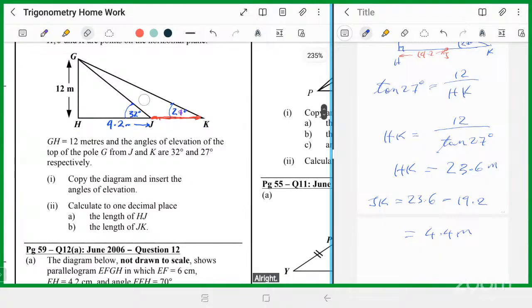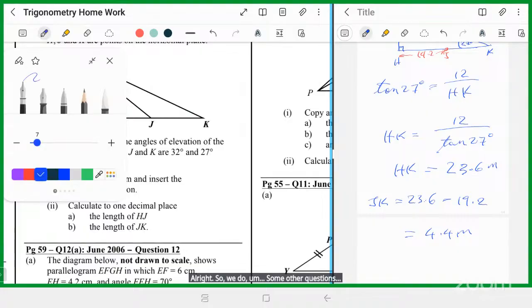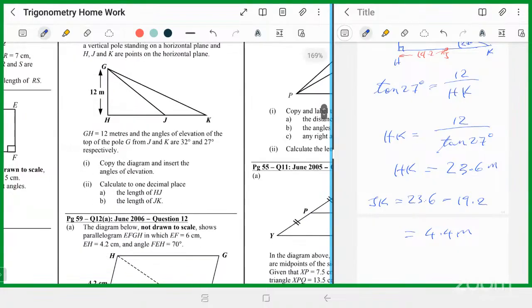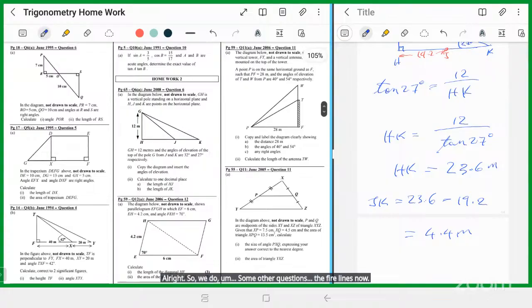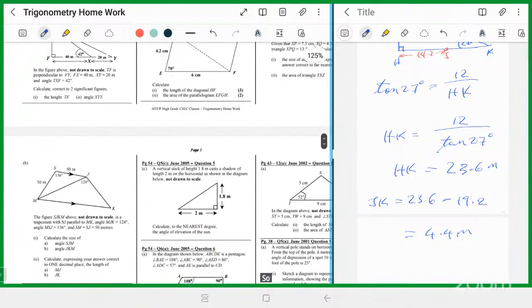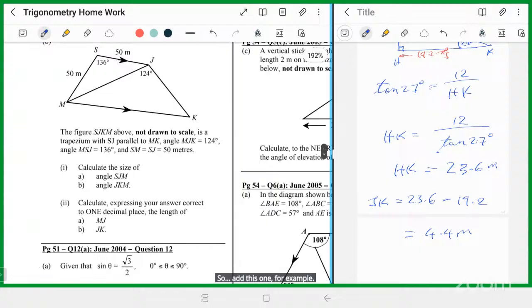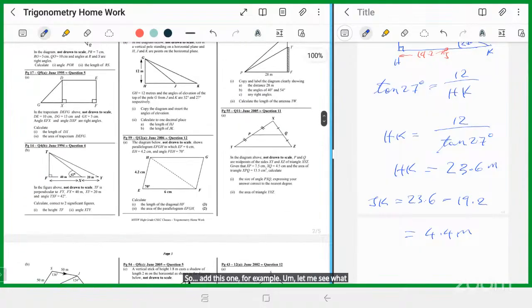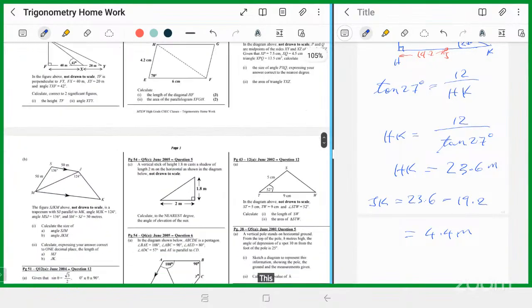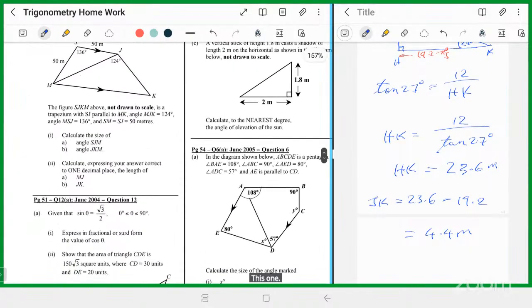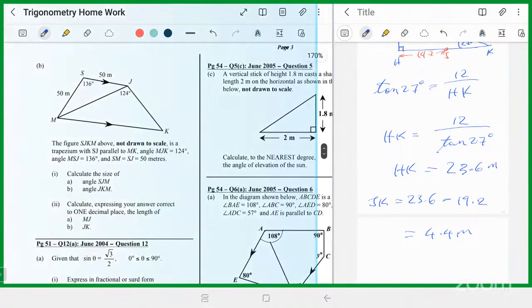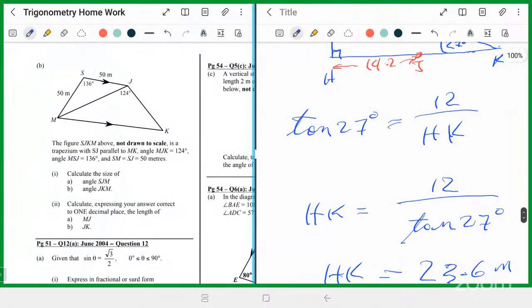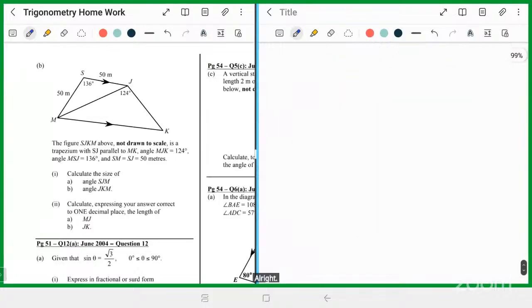So we'll do some other questions. We'll get back to that, but I want us to touch on a couple of questions with the parallel lines now. So like this one, for example. Let's see what part B is over here. Alright, this one. So for this one, I'm going to be doing this one over here.